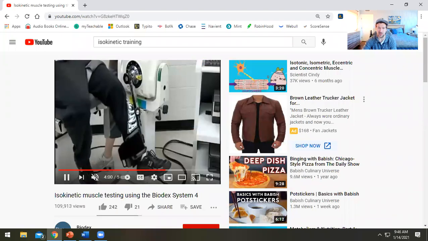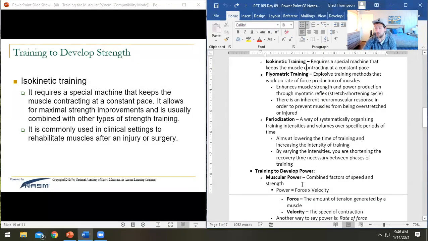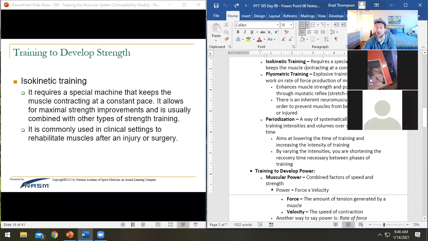The other benefit to isokinetic training is that because it can only move so fast, you could try being as explosive as possible and moving super quickly, and it'll be like moving through sludge. The isokinetic machine will slow you down no matter how hard you are pressing. And that's really great to get you back after a surgery or something like that.